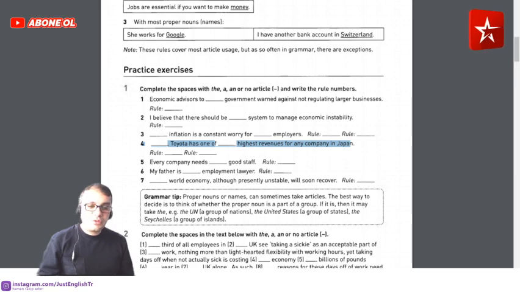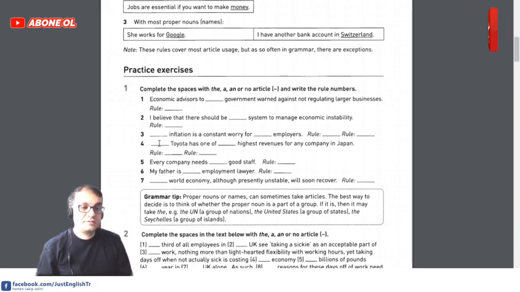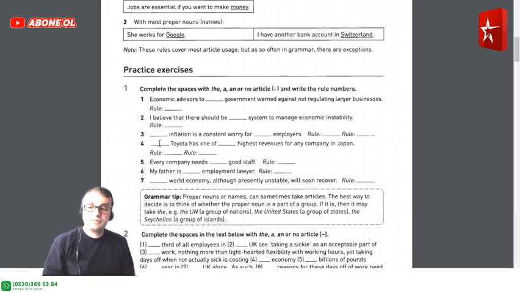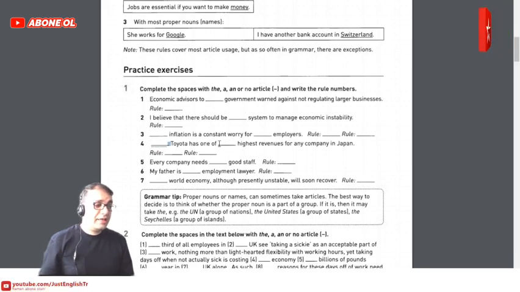Number 4. What do you think? I'm talking about number 4. If there is no article, write "no article". Okay, the right answer for number 4, what's your name? Hazal? Yes, Hazal is the correct one. No article and "that". So Toyota has one of the highest. Here we don't see "the" in front of the highest revenue of any company in Japan. So we basically go with rules 3 and 5.